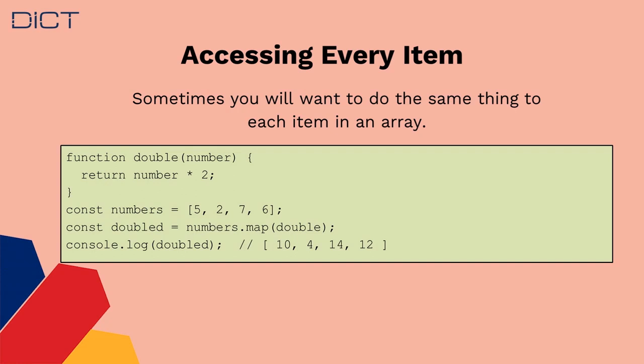So we give a function to the map, and the map calls the function once for each item in the array, passing in the item. It then adds the return value from each function call to a new array, and finally returns the new array. Okay, so that's how we use the map method.